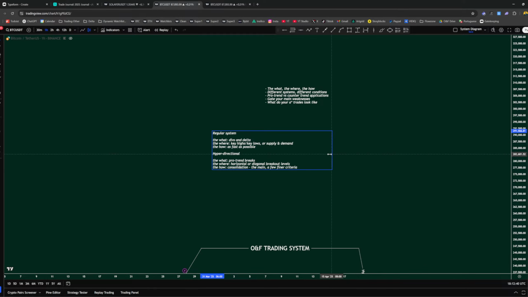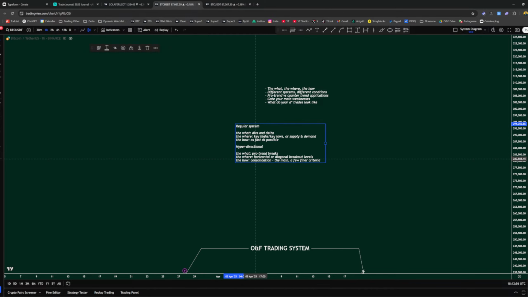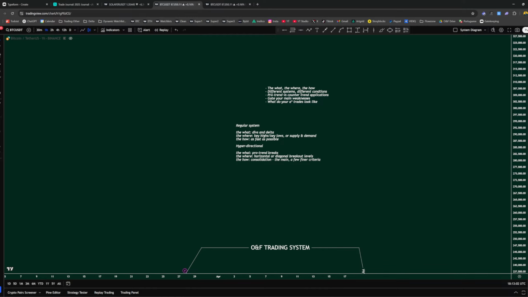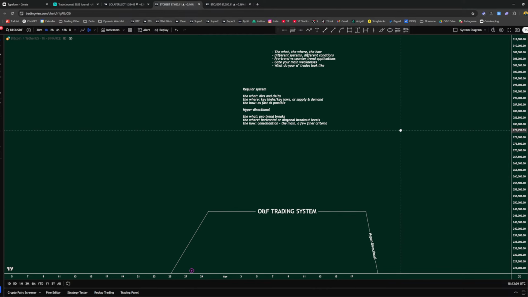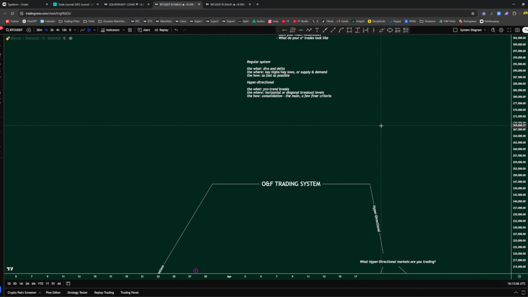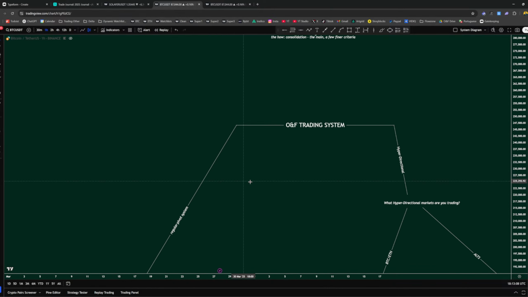So as you can see, I've got my system pretty much written here, right? Very, very, very simple, okay? So I've got two different types of systems. I've got the what, the where, the how worked out for both of them. And then, of course, it goes into much, much more detail, but we start with this as an umbrella sort of exercise. Right, so let's get into the spider diagram. We'll start with the regular system, okay?